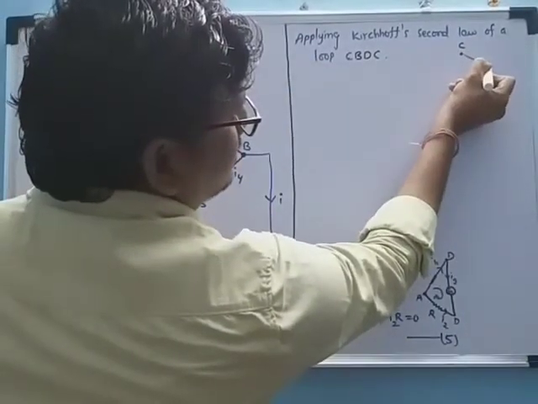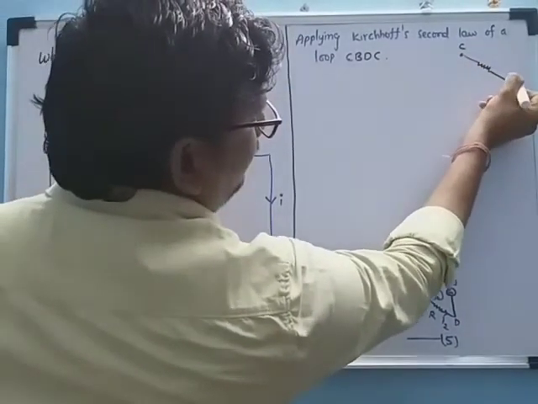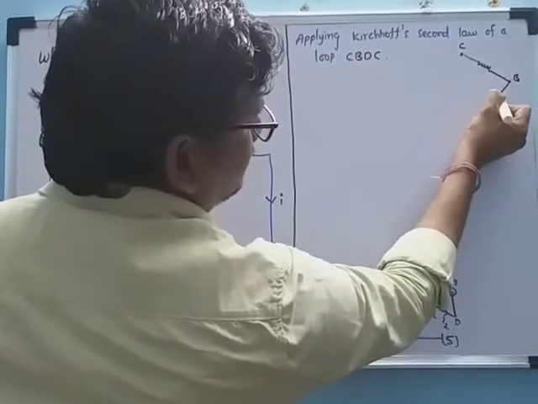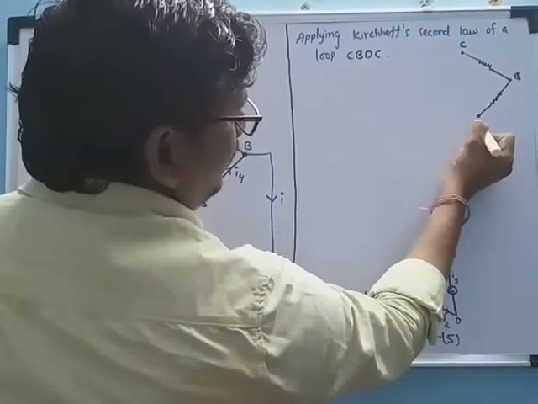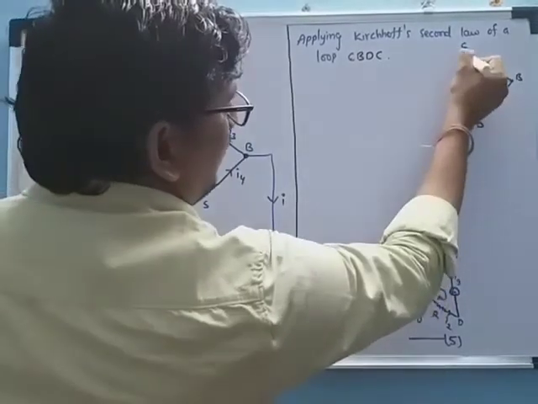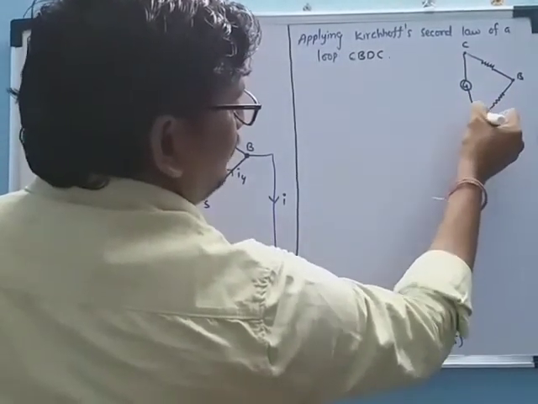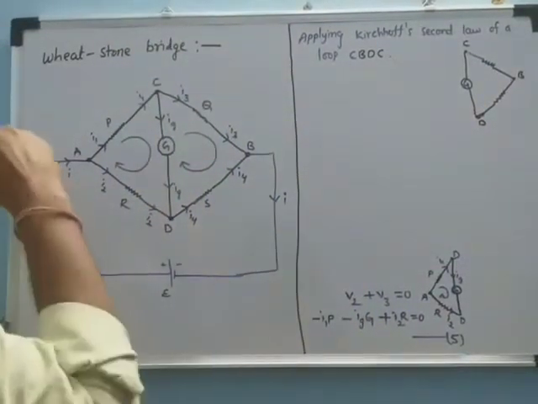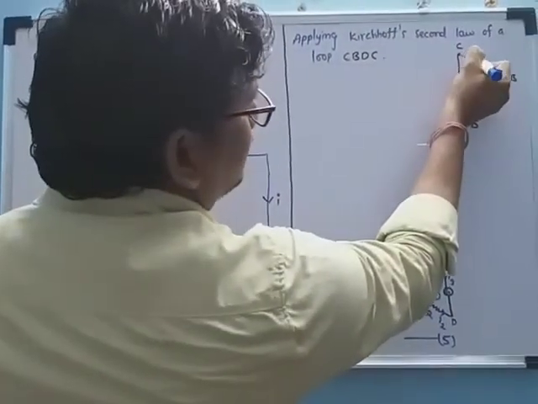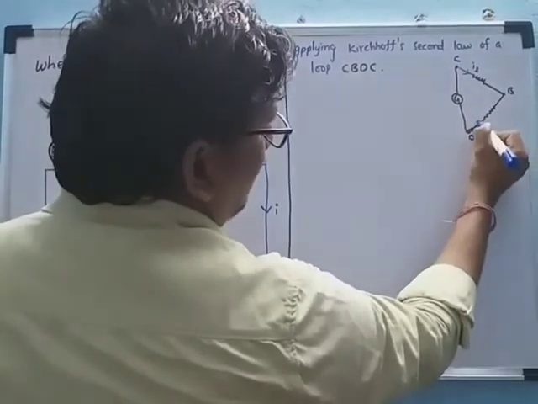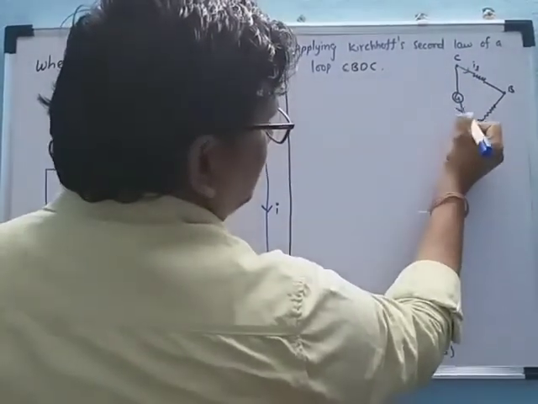Now there is the resistance, and here the B point, and it's the reverse. And this is the D point, and the C to D is connected by the galvanometer. Now write here the direction of the current. This is I3, this is I4 reverse, and this is Ig.